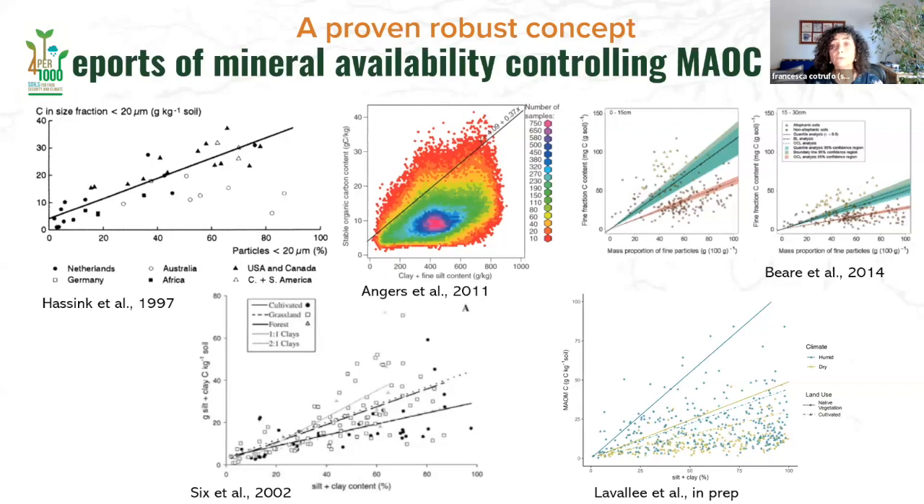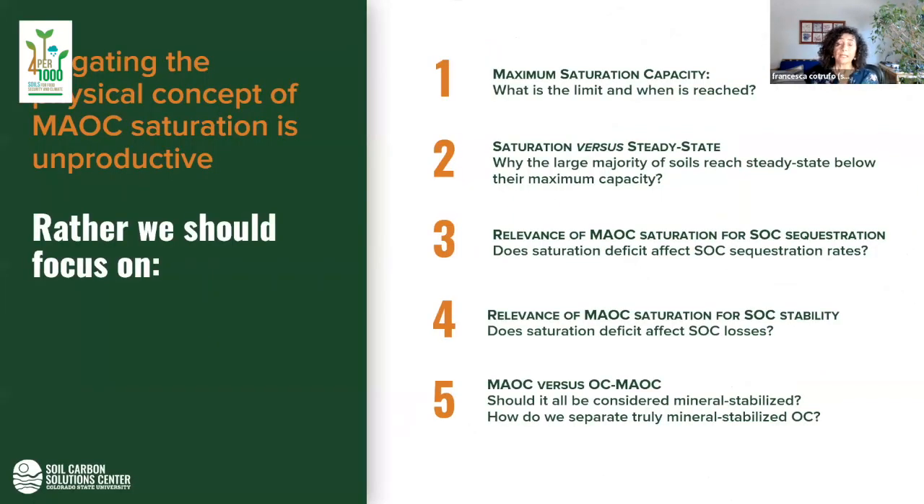And so what I really like to stress today is that debating is amazing, it's very important, that's how we advance science, but let's debate on the real things. So I think negating the physical concept of MAOC saturation is actually unproductive. It's not the right question to ask in my mind. But there are a ton of open questions regarding saturation that we should ask, and we should work together to address them. So, of course, the first one is, what is the capacity? You know, what is that limit? When is it reached? When is it relevant?